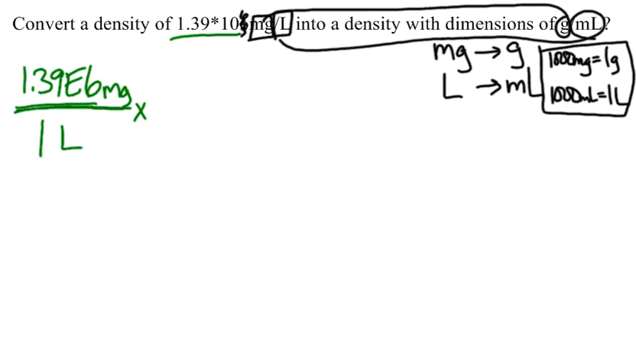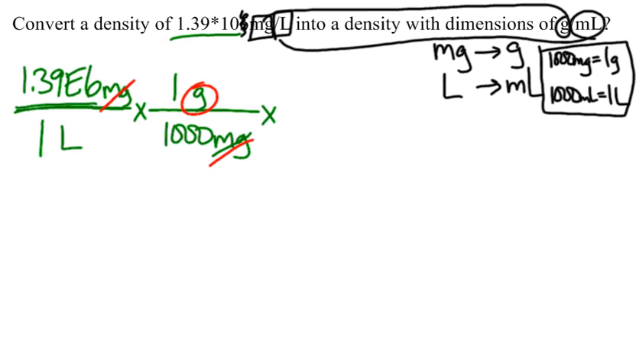All right, so I'm going to go here, and I have milligrams. So I'm going to do the mass one first. Milligrams to grams. I know the conversion factor. I have 1,000 milligrams. That gets me 1 gram. Okay? Great. Milligrams cancel out. I'm left with grams. All right? And then, because obviously if I stopped here, I would end up with grams per liter. That's not what I want. I want grams per milliliter. Okay? So I'm going to do one more step.